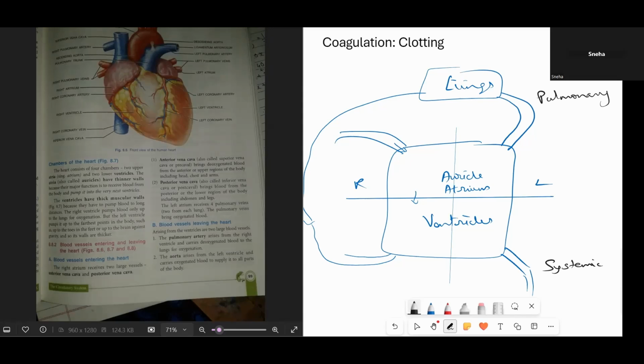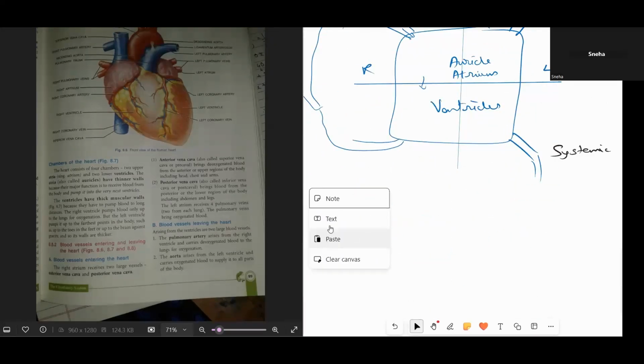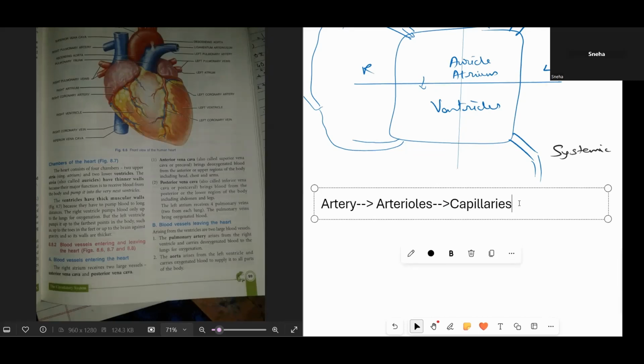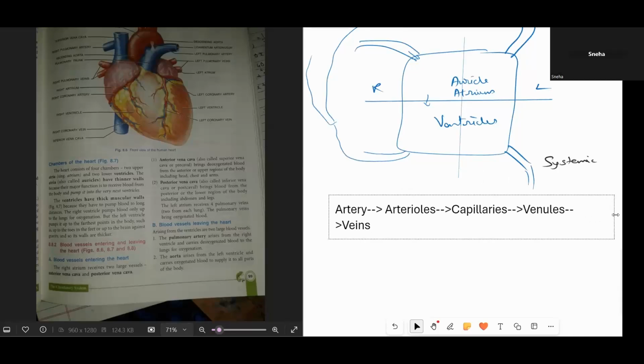Now the artery will break into smaller arterioles. Artery splits into what? Arterioles. Arterioles are like small arteries. Then the arterioles will again split into smaller blood vessels called capillaries. Then capillaries now are very tiny, right? Thinner than your hair. They will rejoin to form what, Ahmed? They will rejoin to form something called venules. Venules are like tiny veins. And then the venules will also rejoin to form the final veins. Okay, so this is the path taken by the blood through the blood vessels.